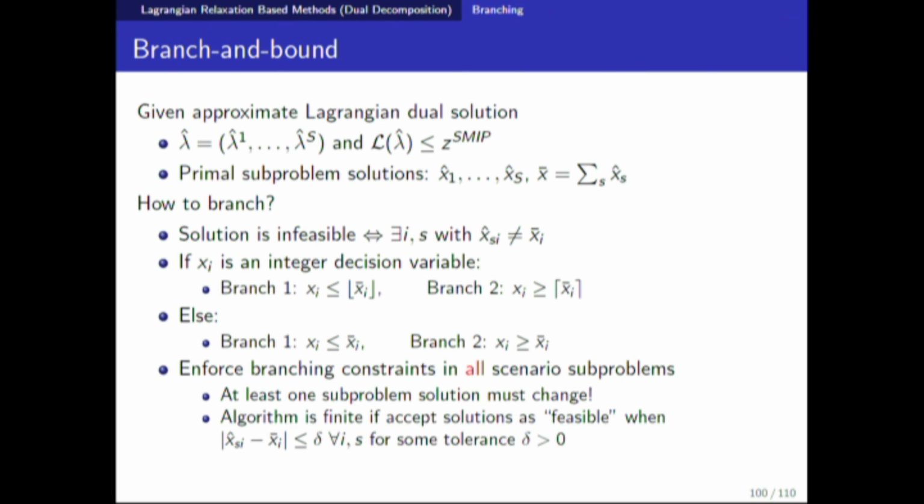I do this by enforcing, in either branch, these conditions in all of the scenario subproblems. And because they weren't all equal to the average, because it was infeasible, that means that in either branch, for sure, some of the scenario subproblems will have their solutions cut off. So we make progress by branching this way. And furthermore, if you accept that these are equal to each other with some fixed tolerance, say delta, which numerically you're going to have to do anyway, then the algorithm will eventually converge. But you have to have that tolerance.